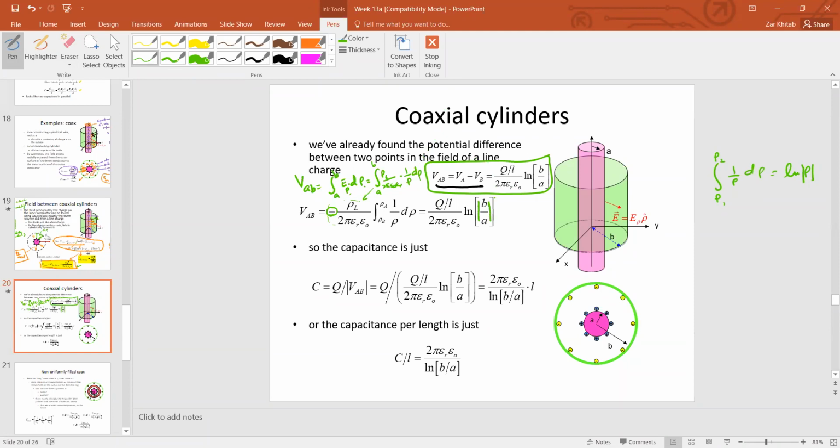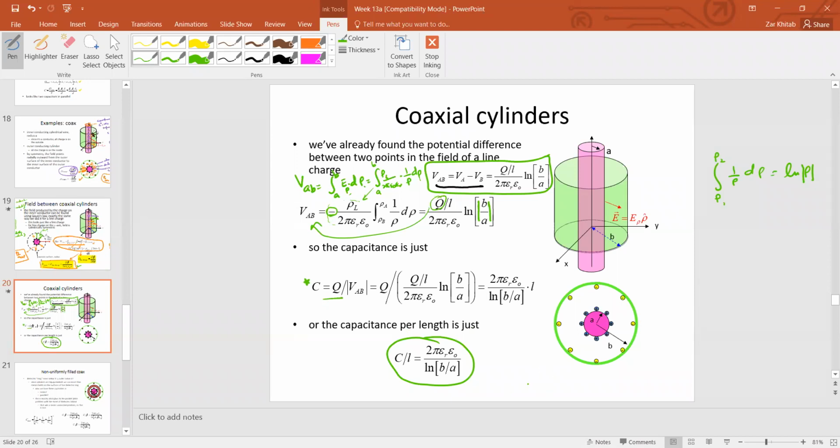This one is always the magnitude. So when you bring the charge on this side and flip the equation, bring the charge on the left side and flip the equation, then you can calculate the capacitance. So the capacitance of the coaxial cable is very straightforward.